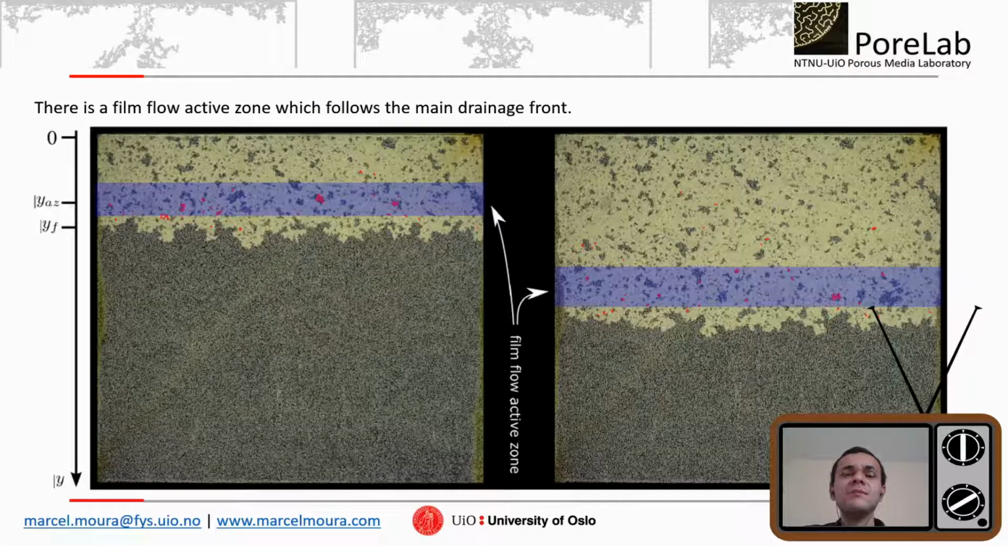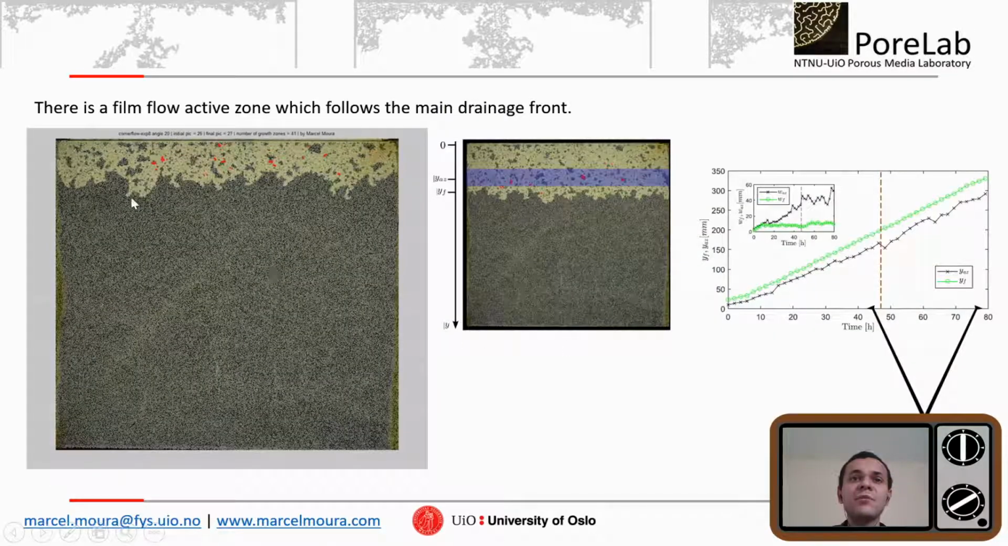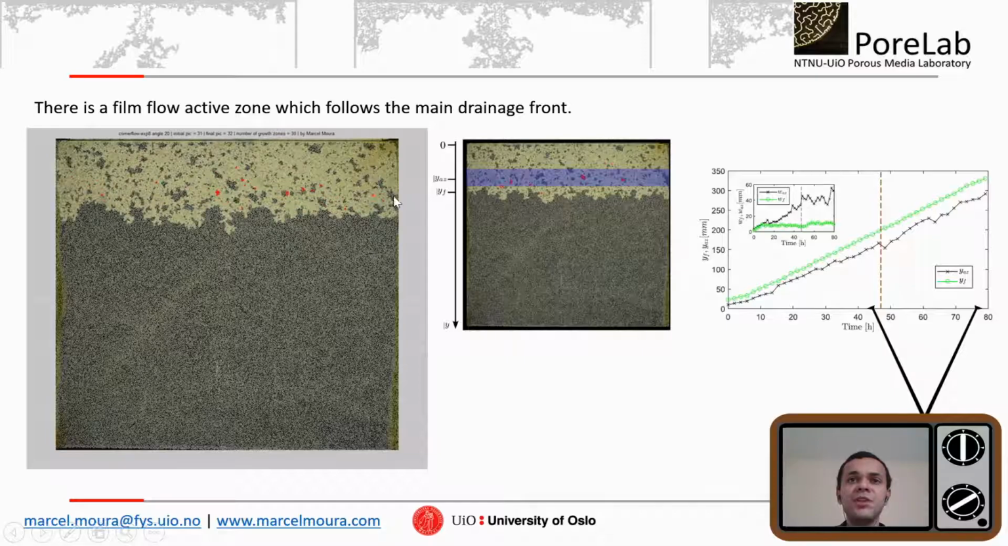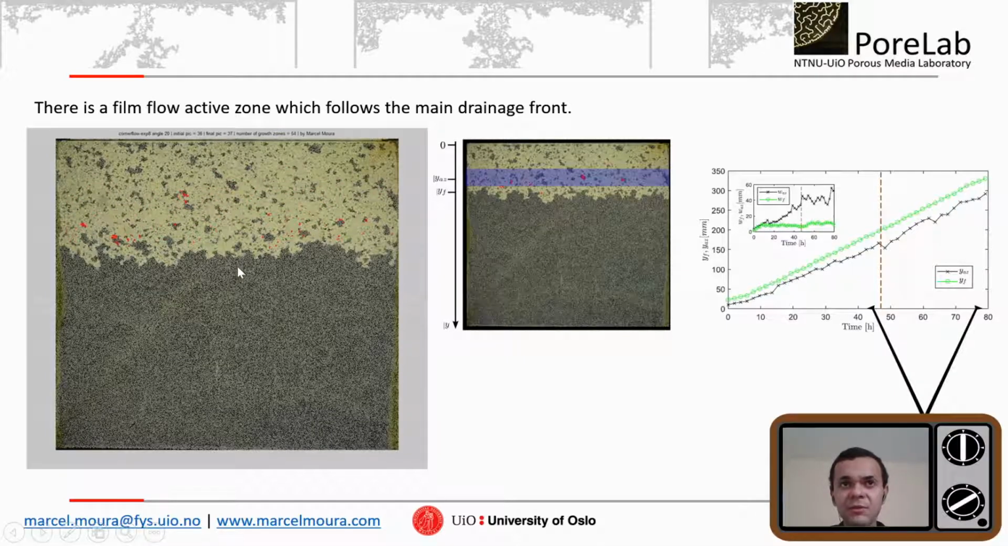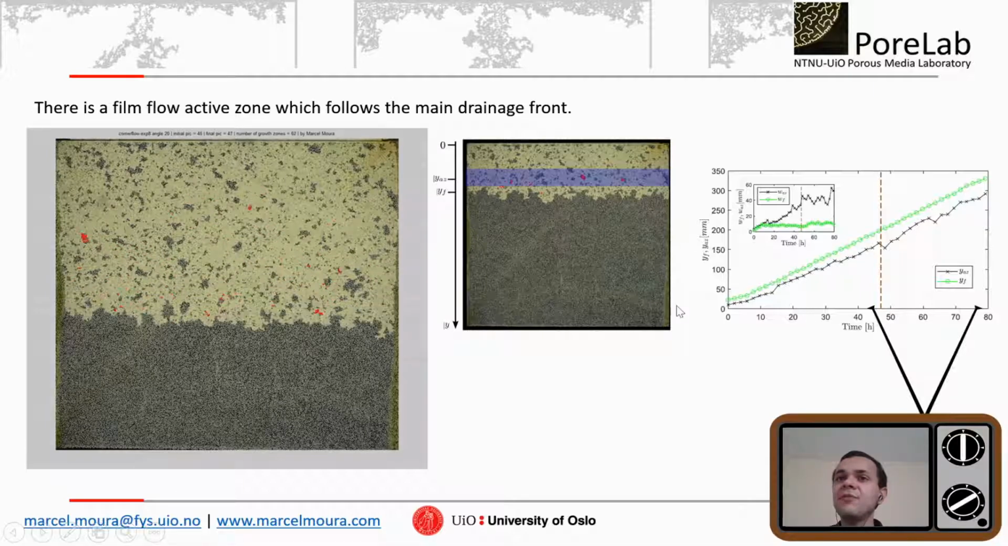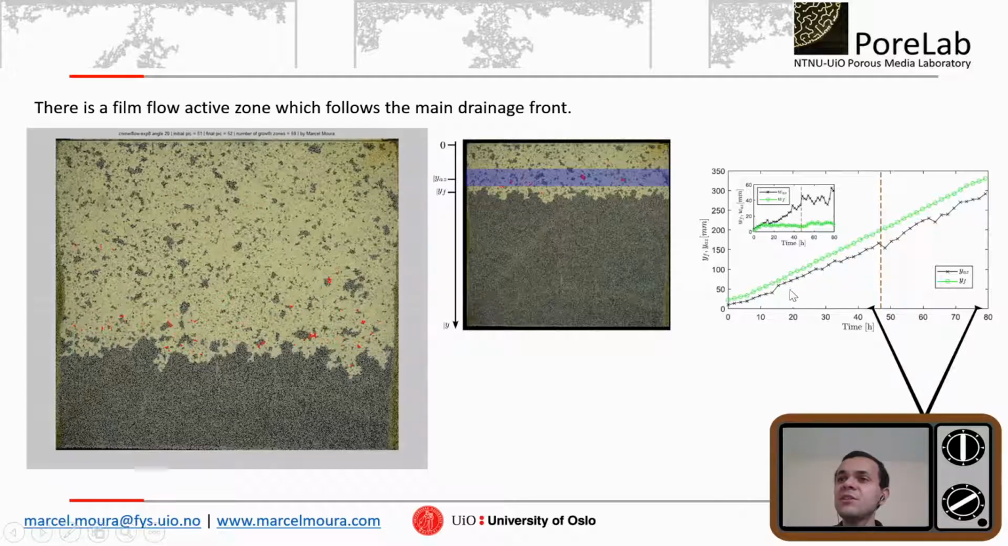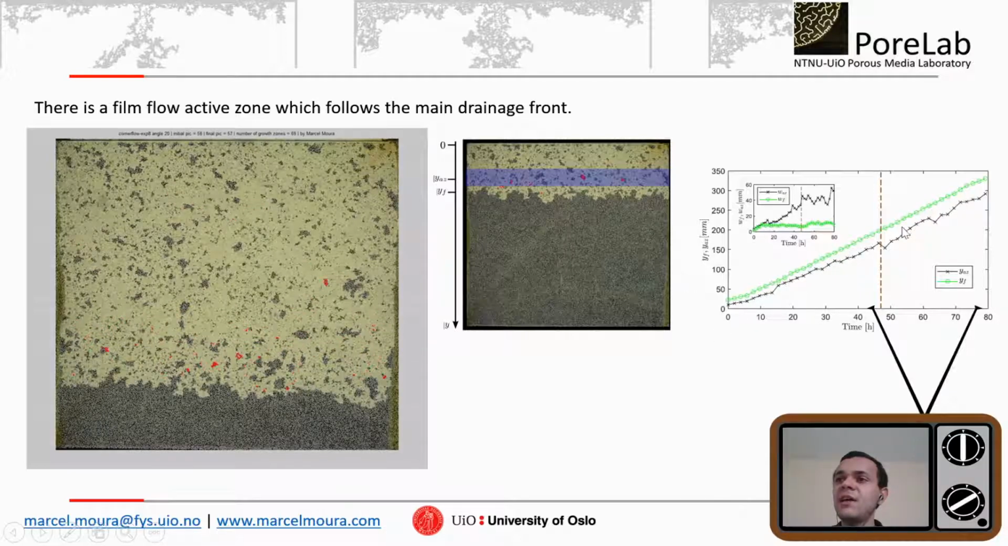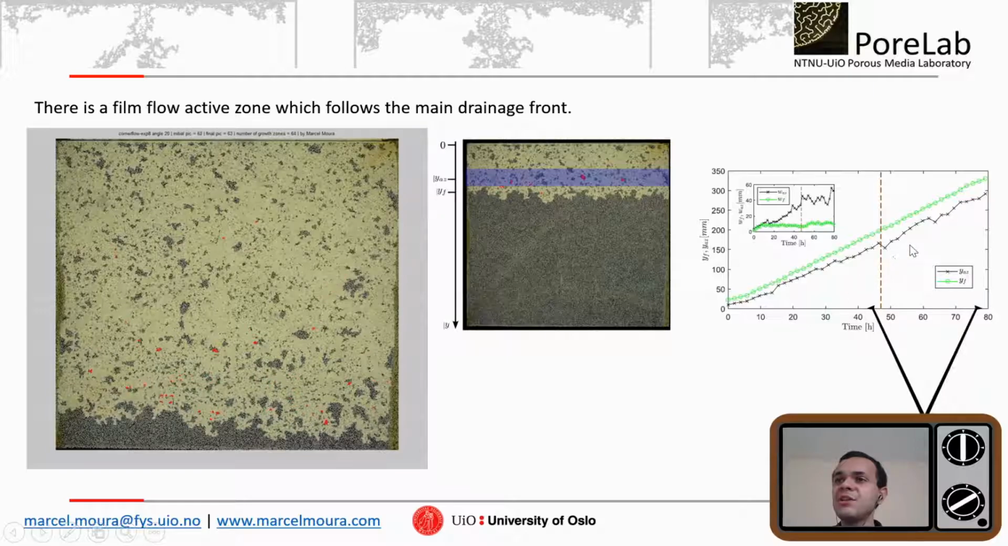Right. So one of the main findings of this paper is that there is an active zone which follows the main drainage zone, and that's where most of the film flow invasion happens. So it's like that. This is a video here, and whatever you see in red is a film flow drainage event. And you see that it tends to follow the motion of the main front. And here we just have the position of the main front in green and the position of the active zone in black, and you see that one is following the other.